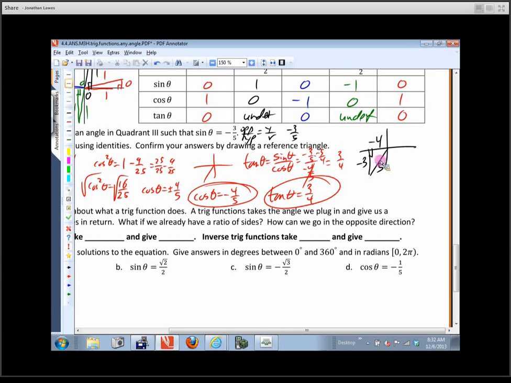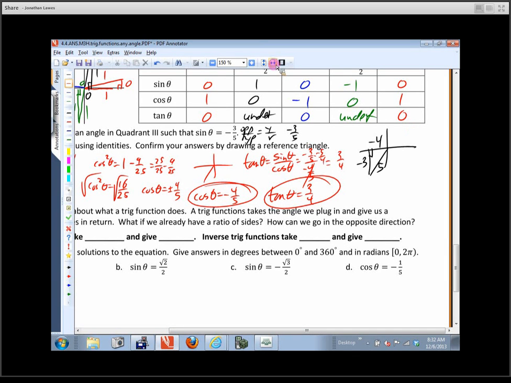Okay? Is the cosine the adjacent side over the hypotenuse, is that negative 4/5? Yep. And is the tangent, the opposite side over the adjacent side, is that positive 3/4? Negative 3 over negative 4, we get positive 3/4. Any questions? Sure?